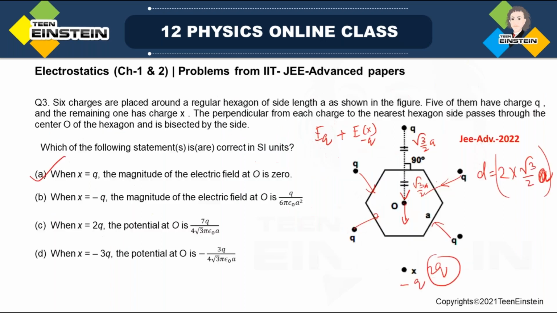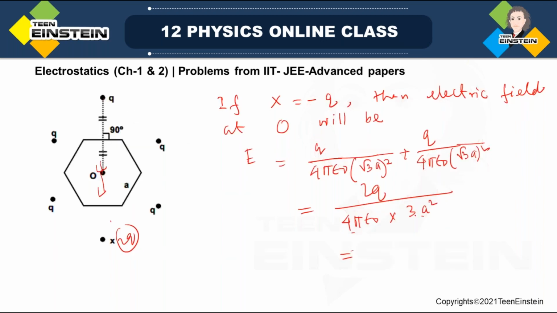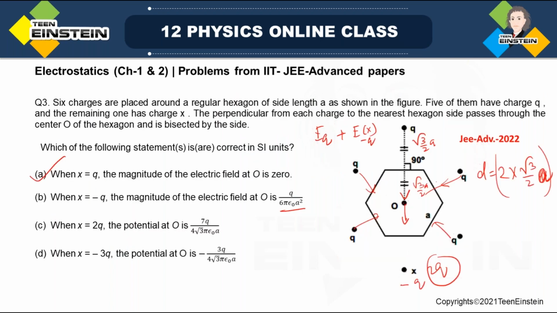So let us see the options. The option is Q by 6 pi epsilon naught a squared. See, this is 12 pi, so it will be 6 pi then. 6 pi epsilon naught a squared. So this is the correct option. Now we have to find out the potential.